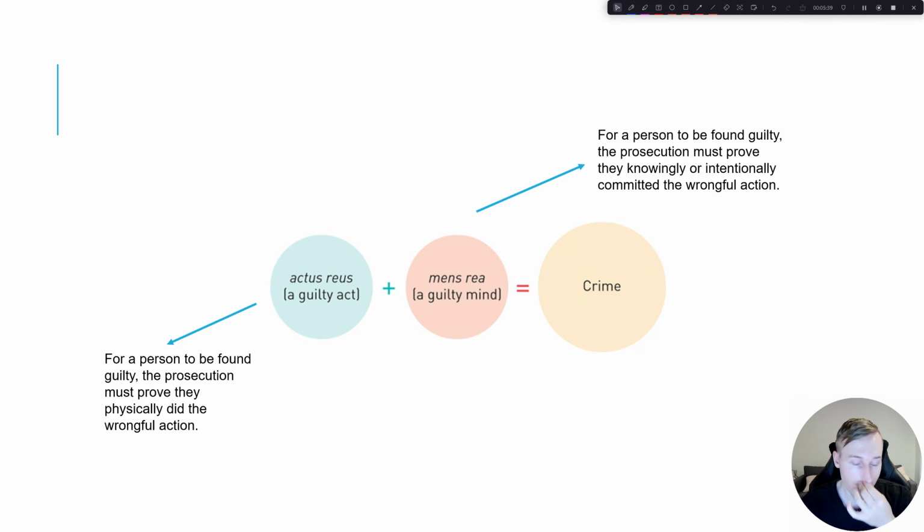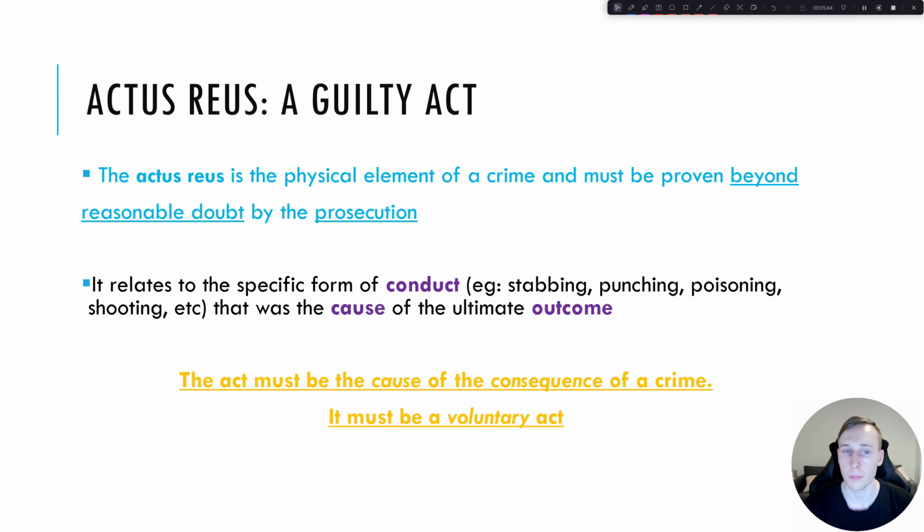What I mean by that is a guilty act is going to be the physical action someone does to commit the crime. What we want to think about is it's the act that causes the consequence of a crime. For example, if you stab someone, that is the actus reus. If you poison someone, that is the actus reus. And we need to make sure the prosecution proves this action occurred. So they need to prove what was the actual conduct, what was the actual cause, and what was the outcome of whatever happened that proved that this was the guilty action in a crime.